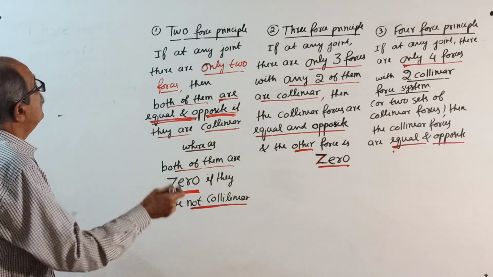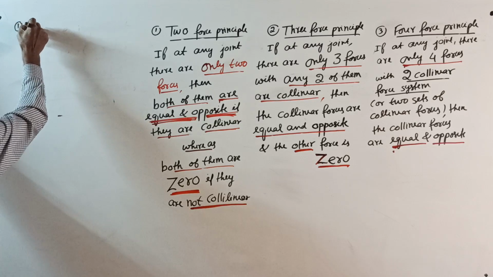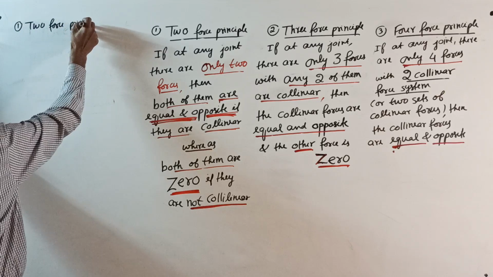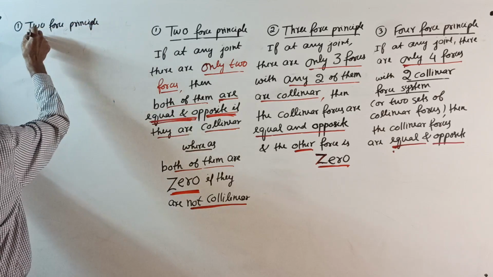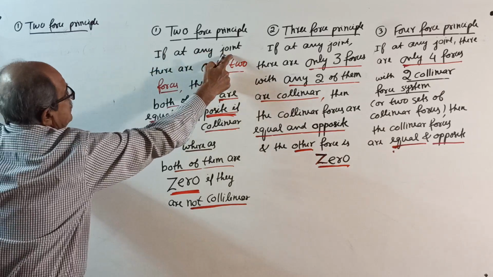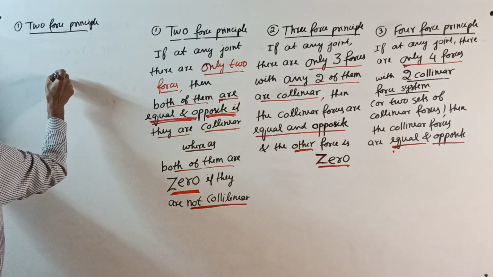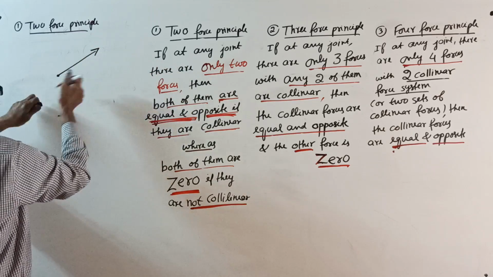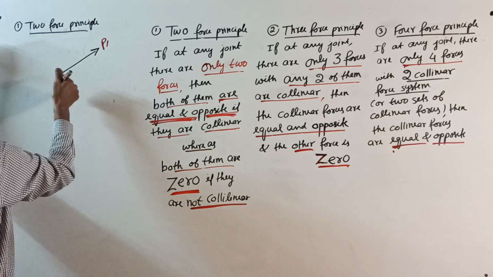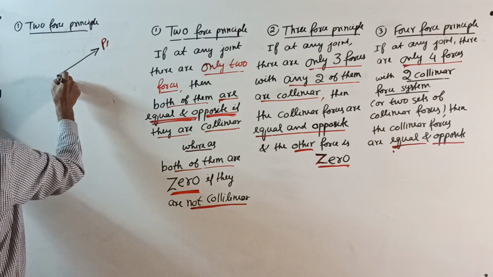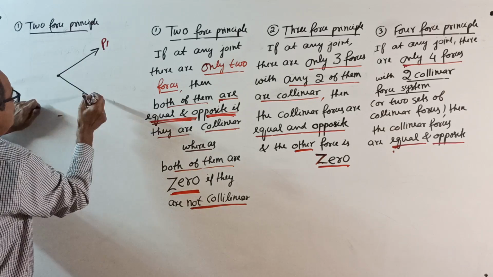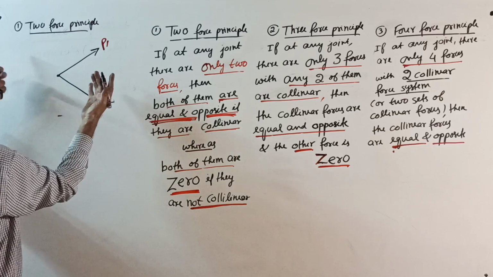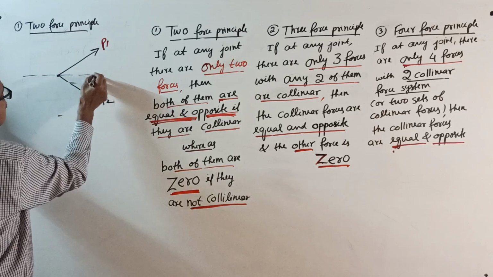See, first one, 2-force principle. I don't know why the color is coming red here. If at any joint there are only 2 forces, randomly take one force, say this way, P1. At any angle, take one more force, P2, going away. Take the joint.